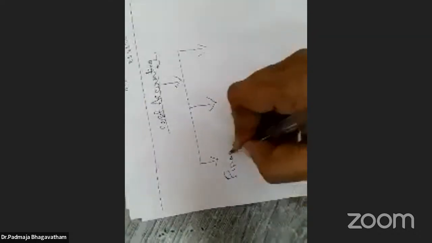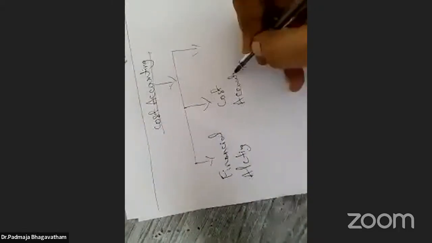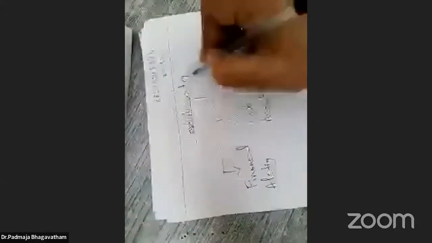One is financial accounting, cost accounting, and the next one is management accounting. Understood? Here, accounting is classified into three: financial accounting, cost accounting, and management accounting. Okay. It's clear? Now we'll see what is cost accounting.